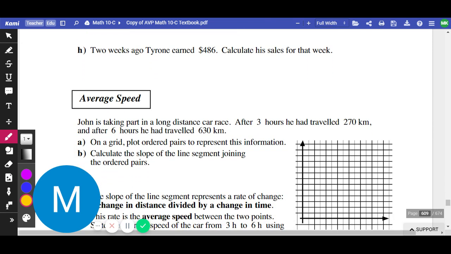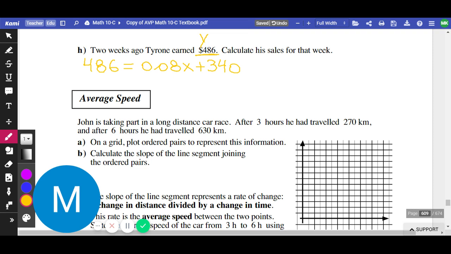So we've already written the form and we've already done G. If we look at H, it says 2 weeks ago Tyrone earned $486. Calculate his sales for the week. So they told you what he earned. What he earned was your Y value. So if you go to his equation, you could change y to be 486. Everything else stays the same. 0.08x, 340. And that's kind of like last unit. They gave you a Y value, they're asking you for an X value. They're saying, how much did he sell that week? Sales was X. Saying he earned 486. Earned was our Y value.